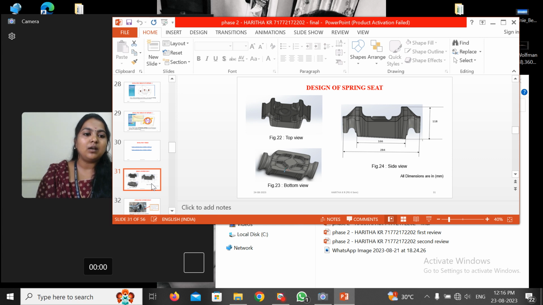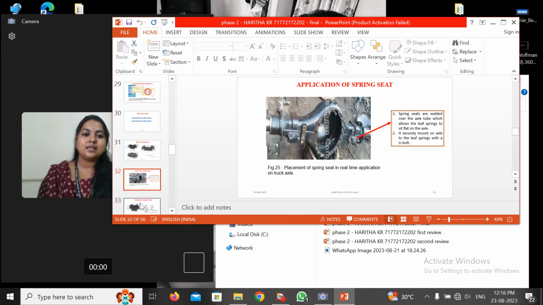So the overall width, height, length has been shown as 166 cross 284 cross 118, and the width of this is 128 mm, and the thickness of the part is around 75 mm. So this is a real-time application of the spring sheet, which is welded over the rear wheel axle.